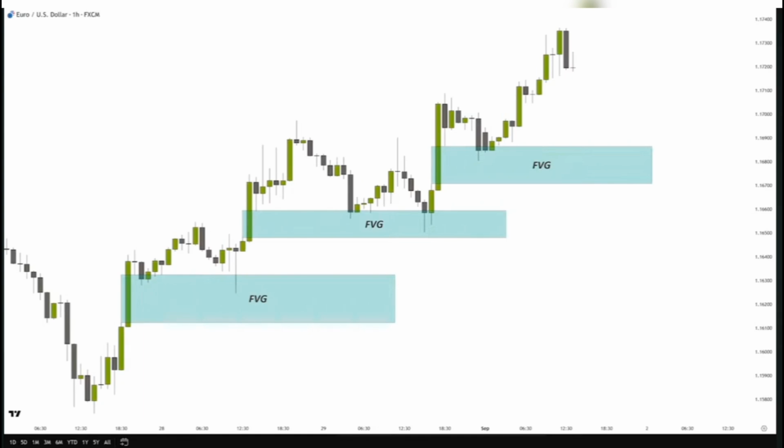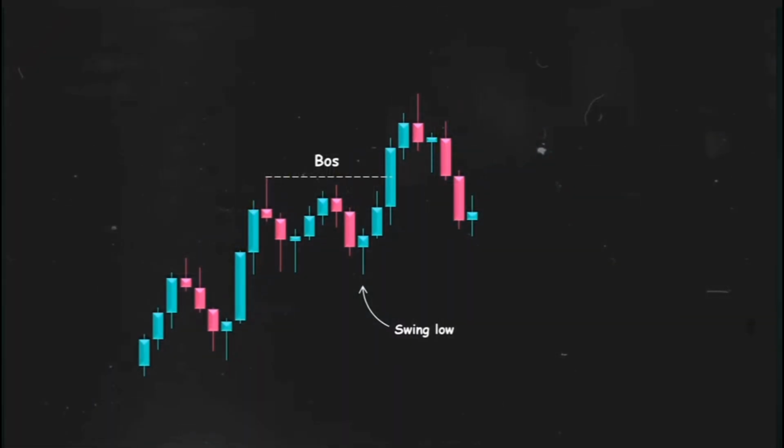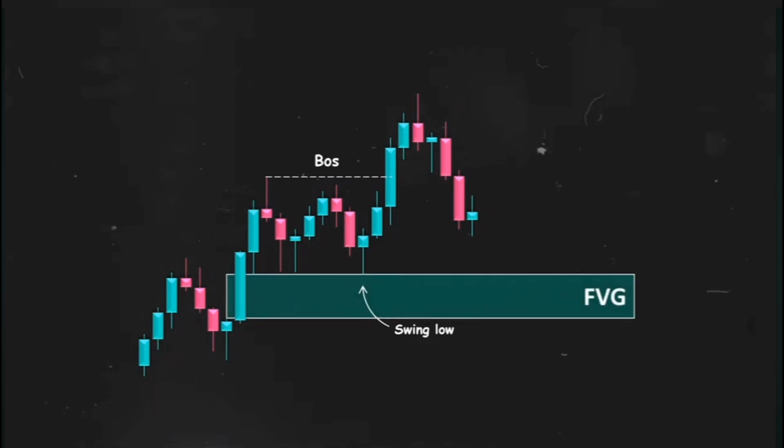Let's go back to the previous example. If you look closely at the left side of the chart, you'll notice an unmitigated fair value gap sitting just below the major swing low. In situations like this, price will often retrace into the fair value gap to fill the imbalance before continuing in its original direction. This pullback does not necessarily indicate a true reversal. Instead, it is simply the market rebalancing itself.